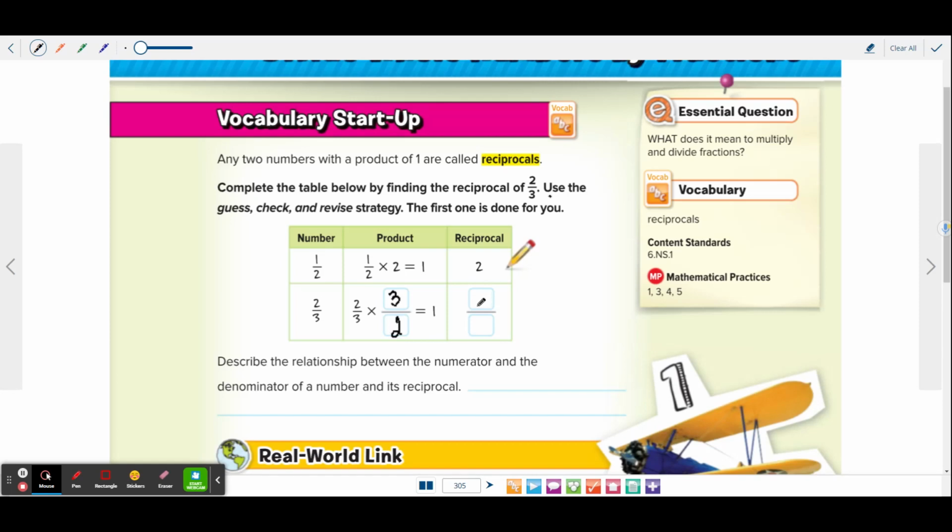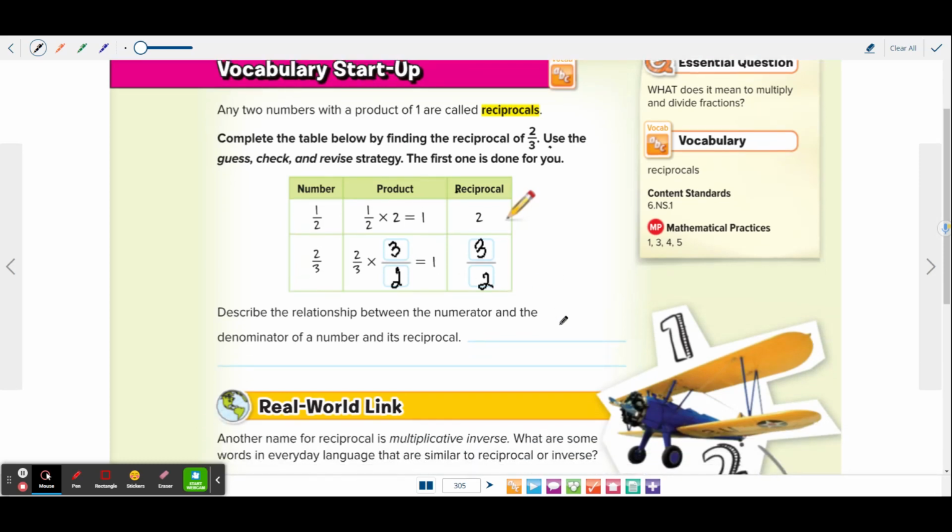So the reciprocal, excuse me, would be 3/2. Okay, so make sure that you know that that's what that word means. Reciprocal means the flipped upside down version of a number. And the official definition is any two numbers with a product of 1. So when you multiply them, you end up with 1. That's how you know it's a reciprocal.